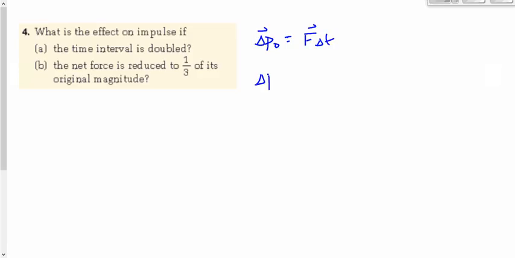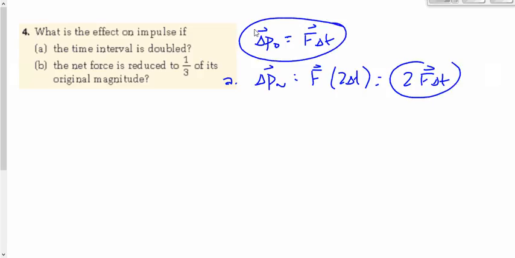My new impulse, in question A, is equal to what? F times 2t, because I'm doubling the time interval. Let's pull that 2 out in front. I get 2 times F times t. And look at this. I don't know what the value of Ft is, but I know that it's the old, the original momentum. So I'm going to say my new momentum is simply equal to 2 times the original momentum. In other words, what happens when you double the time interval? You double the impulse. A lot of you probably just answered that question without even showing this, just logically knew that if you doubled the time interval, then you double the impulse.